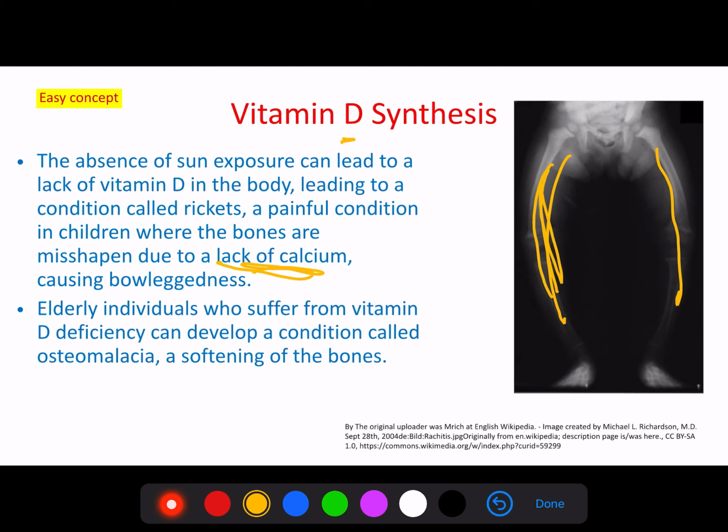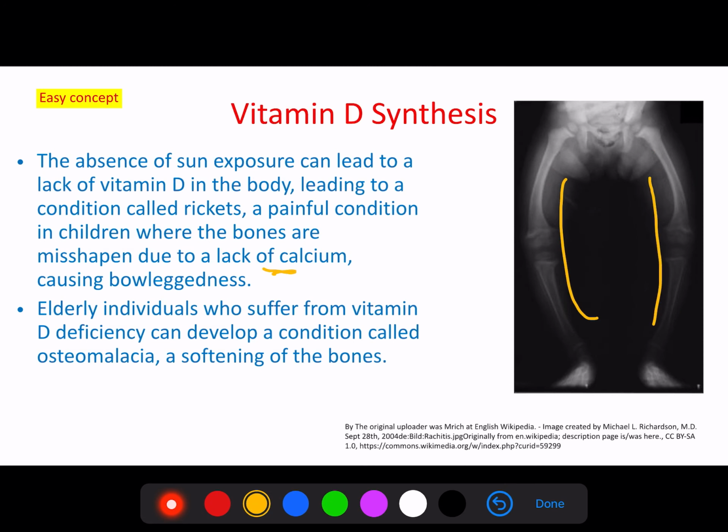So the bones are so soft that they cannot bear the body weight, so they will bend, as you can see on this x-ray. They will bend. Why? Because they are soft due to the lack of calcium. And this is a connection between the skin and the bones. So if there is a problem in vitamin D synthesis in the skin, this will cause the bones to soften.